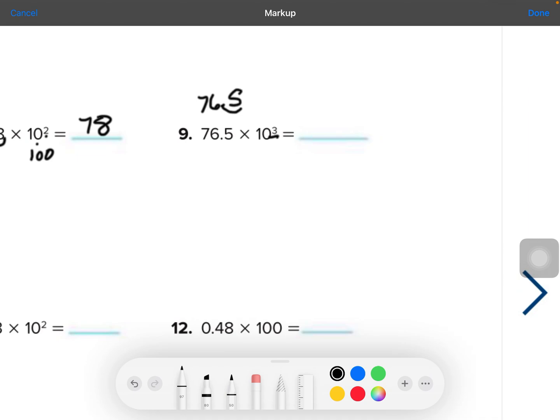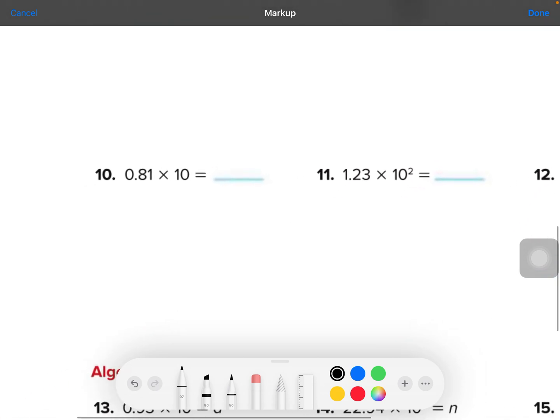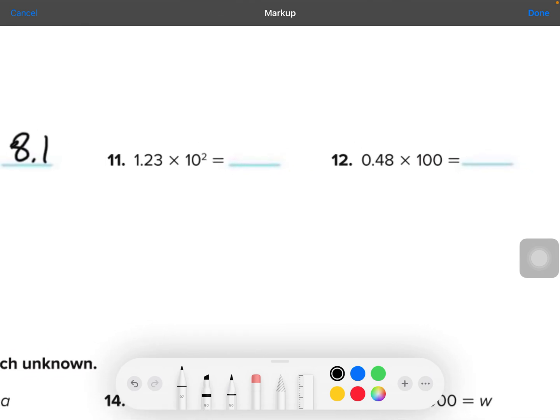I'm going to write it up here so I have plenty of room to show you what it looks like. 1, 2, 3. I'm going to add a placeholder and a placeholder. My total number is going to be 76,500. Number 10, there's only one placeholder there, so we're just going to move it 1 spot. We're going to have 8.1.